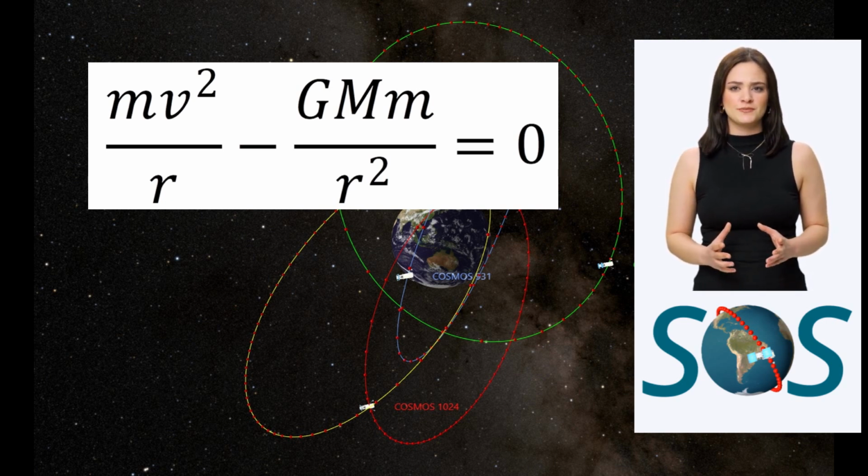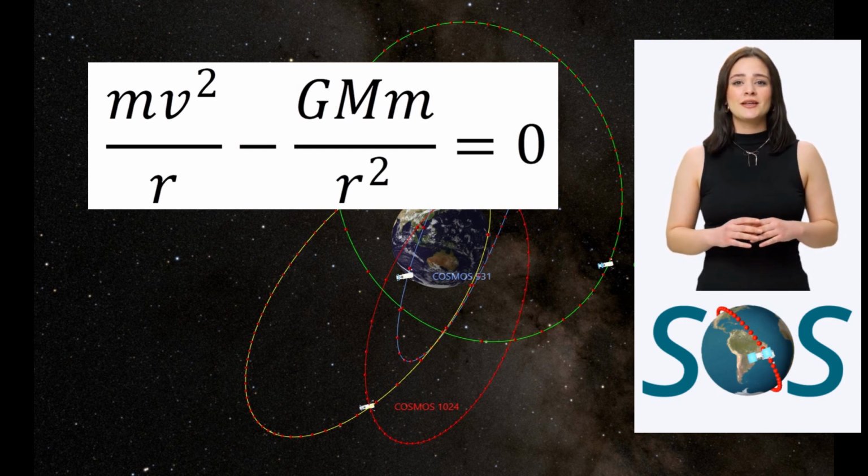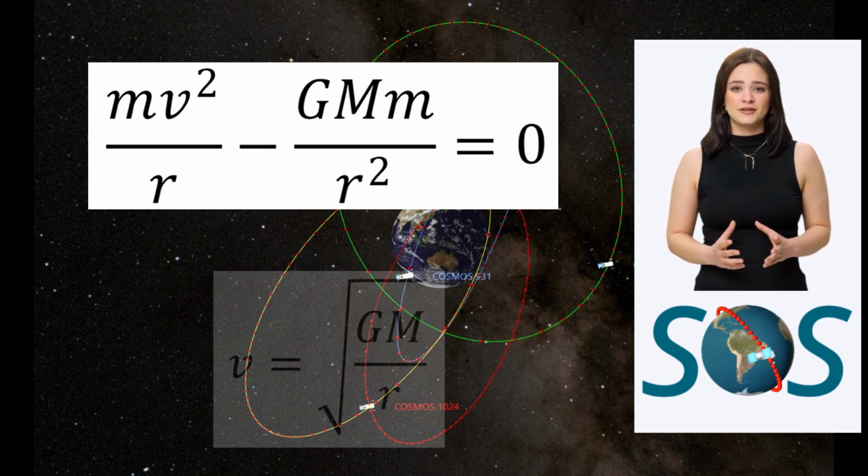The first term starting on the left side of the equation is the centrifugal force, while the second term is the gravitational force. Lowercase m is the mass of the spacecraft, v is its velocity, r is the distance to the center of Earth, uppercase M is the mass of Earth, and G is the universal gravitation constant.